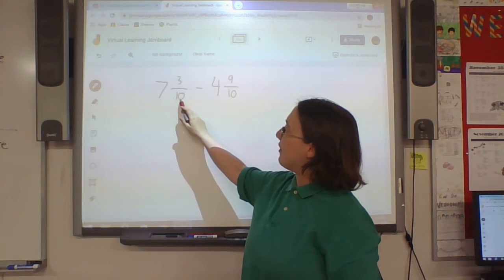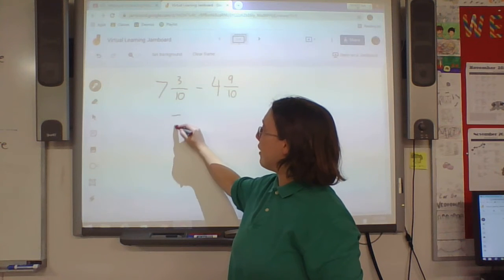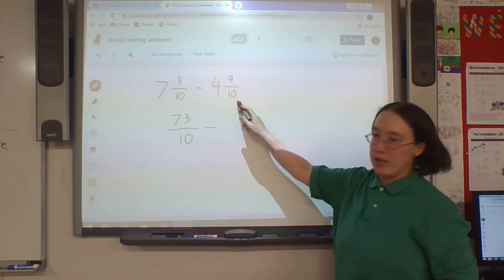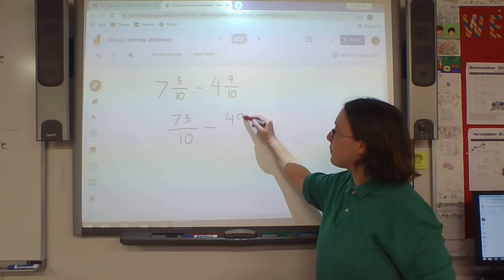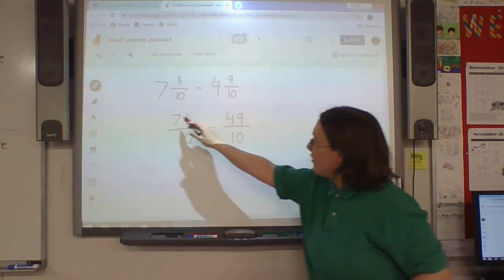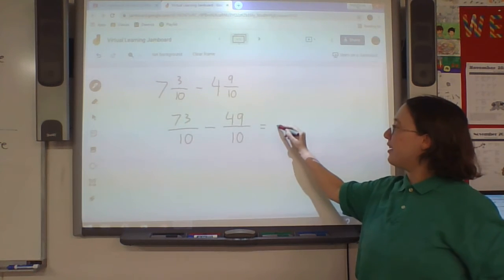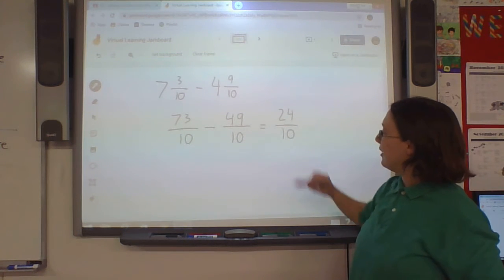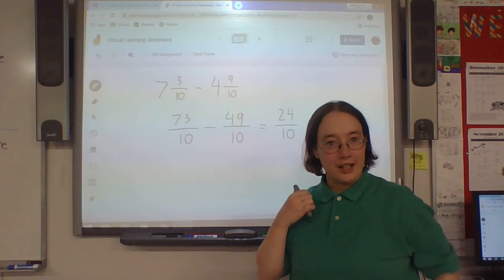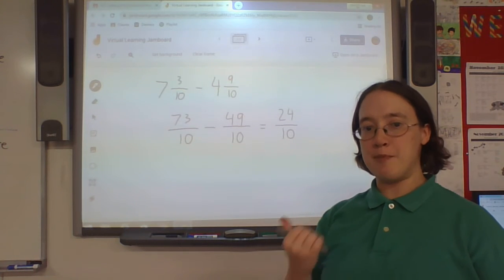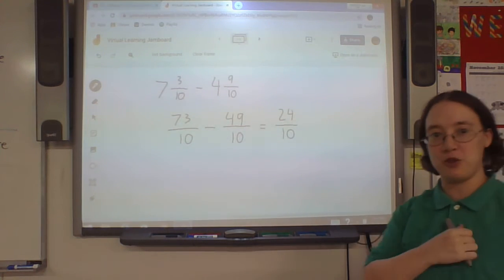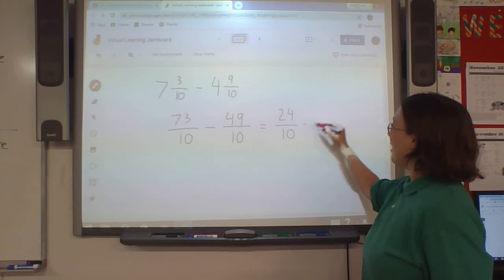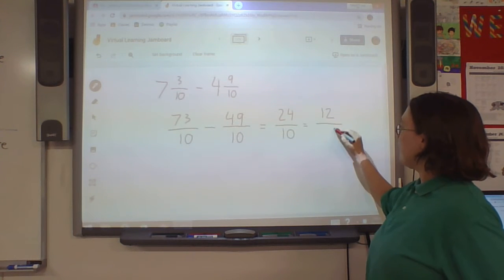So 7 times 10 gets you 70. 70 plus 3 gets you 73 over 10. Minus 4 times 10 is 40. 40 plus 9 is 49. And 73 minus 49 gets you 24, I believe. Okay. And if you want to leave it as an improper fraction, that's okay, but we do want to reduce that. So what goes into both 24 and 10? Hopefully you said 2. So 2 goes into 24 12 times. 2 goes into 10 5 times.